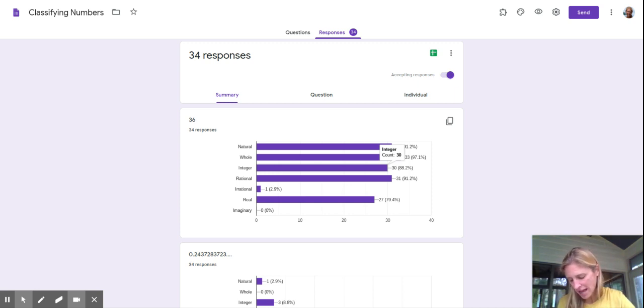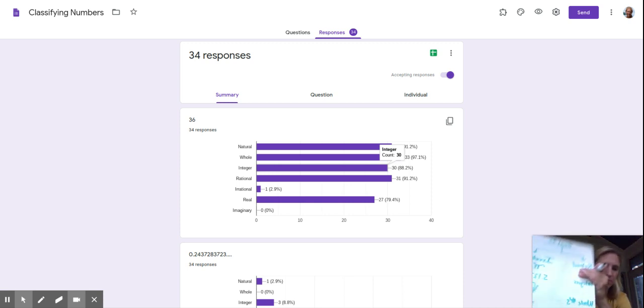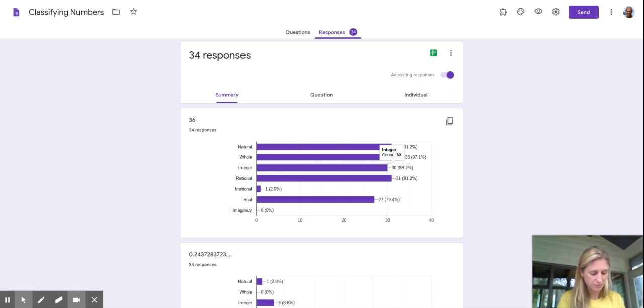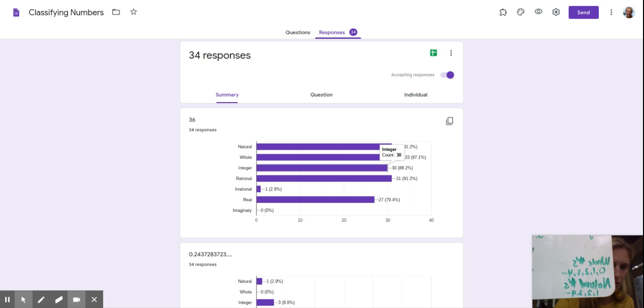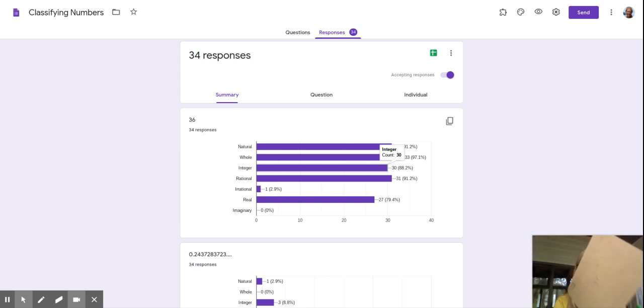So the natural numbers are 1, 2, 3, 4, and so on. The whole numbers are that same list, but include 0 in it: 0, 1, 2, 3, 4. Okay, naturals and wholes. So if I said, is 2 a natural number? Yes. Is 2 a whole number? Yes. What about 0? Is 0 a natural number? No. Is it a whole number? Yes.